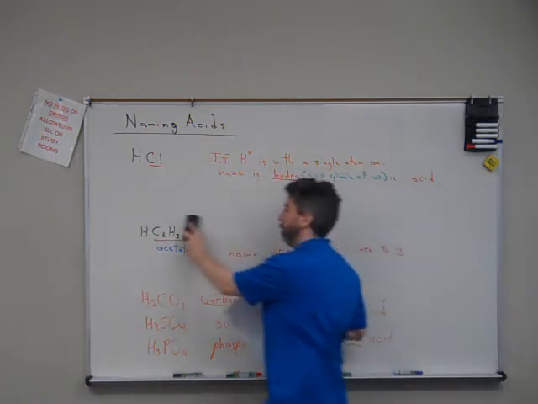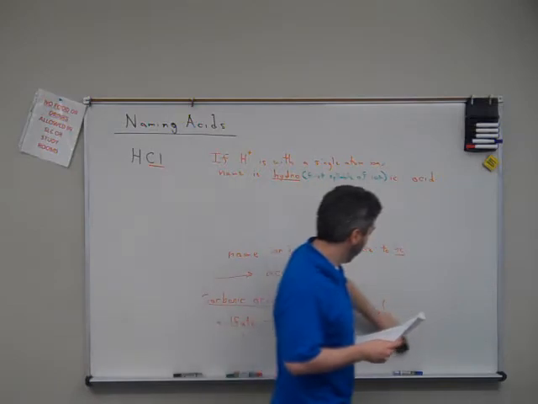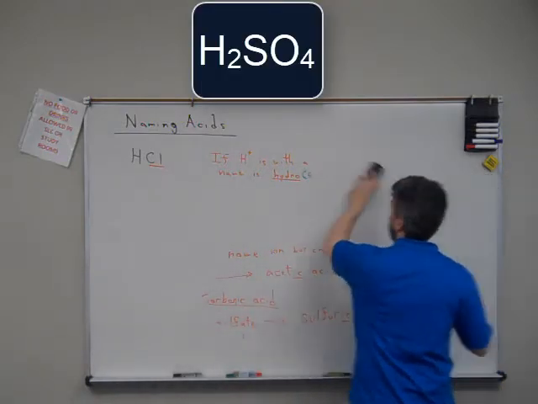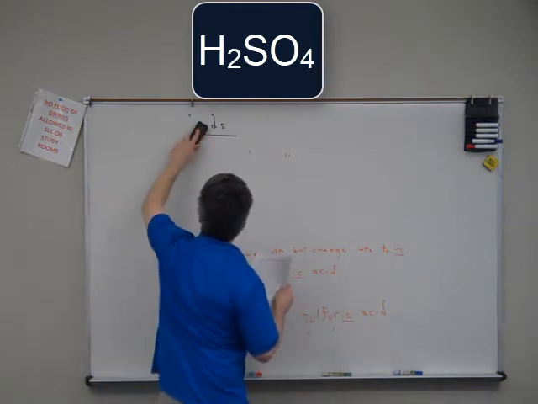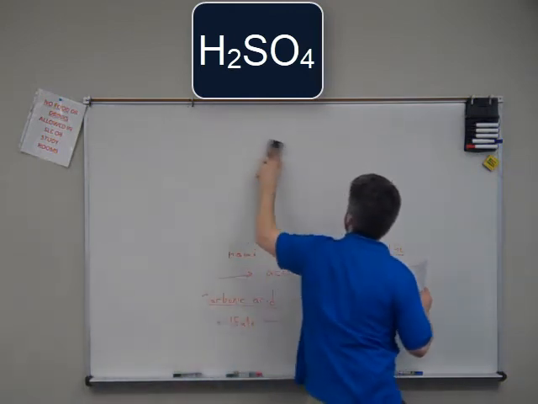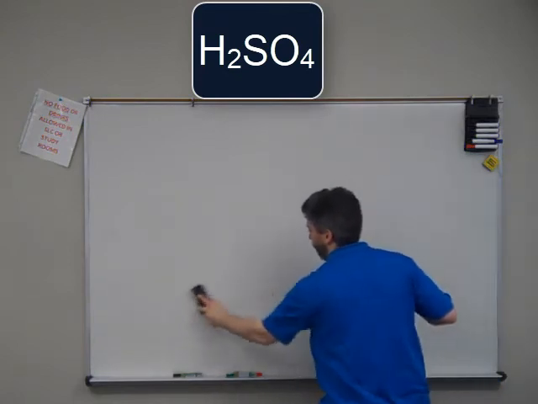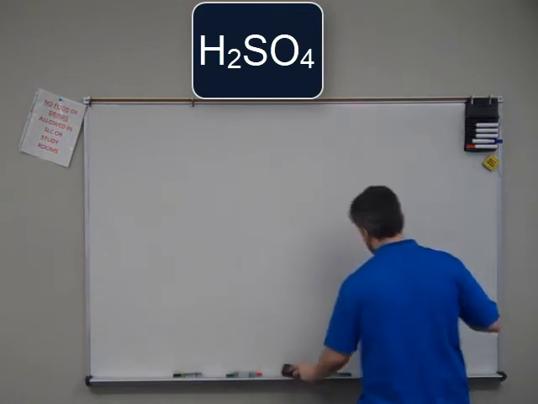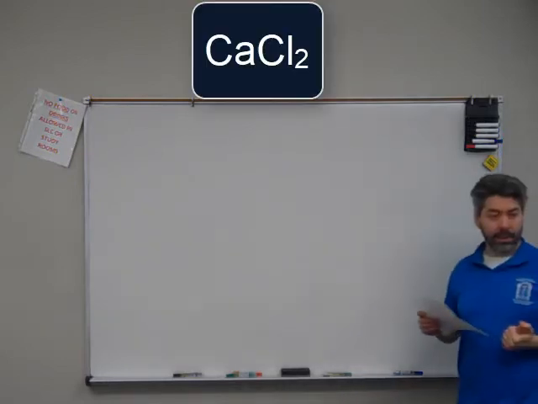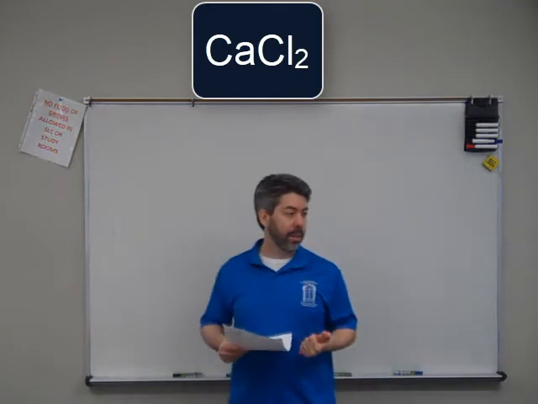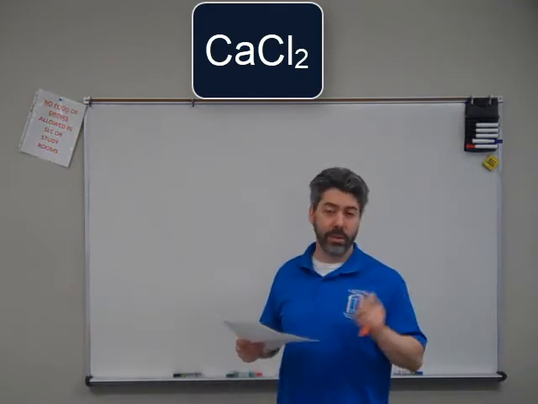I'm going to go ahead and erase this part here. Alright, what about H2SO4? We already identified that. It is an acid, and it is a strong acid, and the name is sulfuric acid, because we had just named that. Okay. And what about CaCl2? What is that? Is it an acid, base, or a salt? Salt. It's a salt.